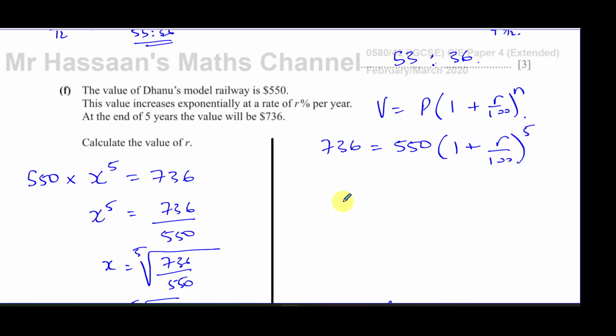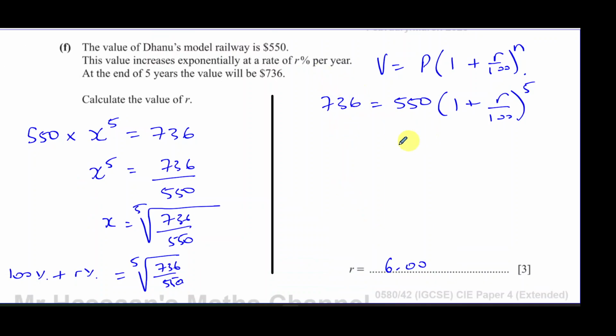So we'll see that we end up getting exactly the same equation when we rearrange this, because you end up with 736 over 550 equals 1 plus R over 100, to the power of 5. So you have the fifth root of 736 over 550. See, my numbers keep changing here, so be very careful of that, not making silly mistakes like that. 736 over 550 equals 1 plus R over 100. And the rest is exactly the same here, as you can see.